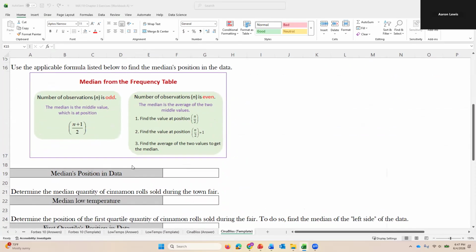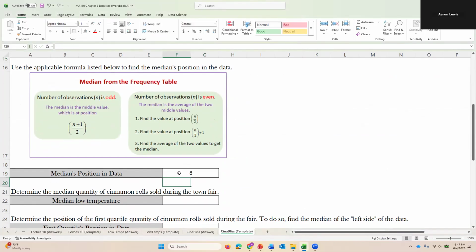So to find the median's position in the data, we're going to use this formula: N, the number of data points that we have, plus 1, divided by 2. So down here, I can say this is equal to, in parentheses, 15 plus 1, divided by 2.